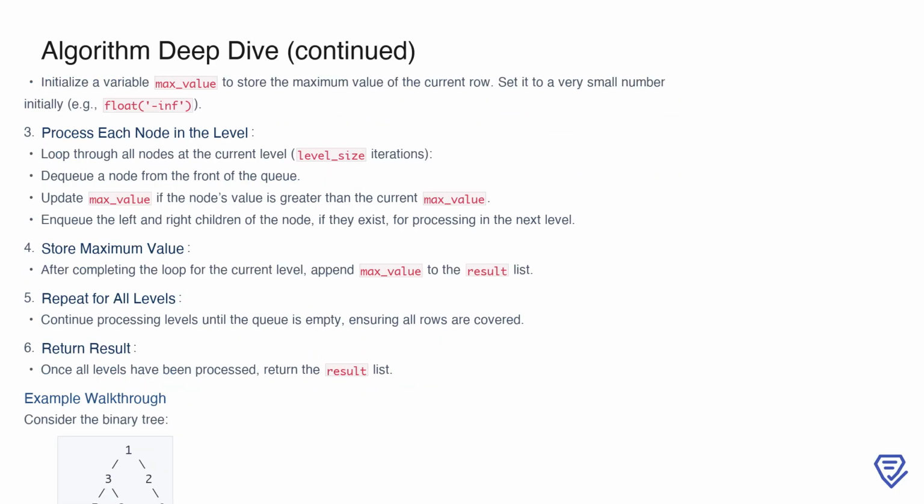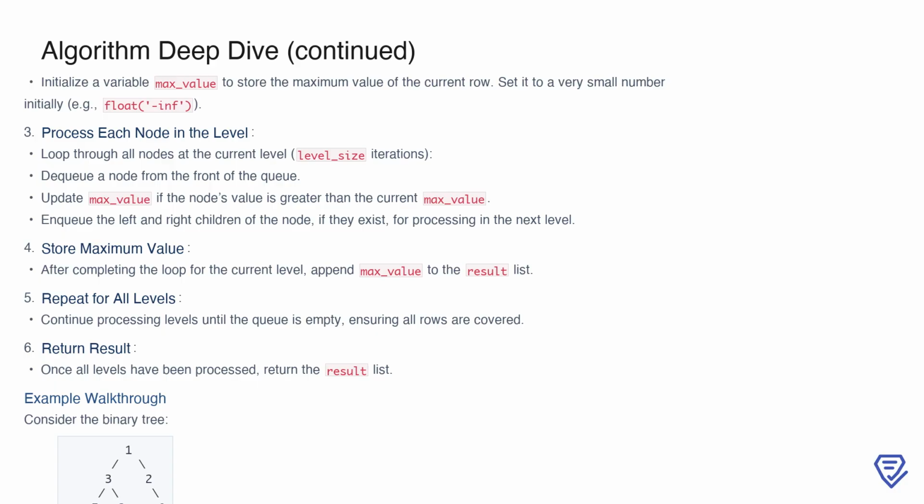At the start of processing a level, we determine how many nodes are currently in the queue. This number represents the size of the current level, which we call level_size. This ensures that we only process nodes that belong to the same row during this iteration. To track the largest value in the current row, we initialize a variable called max_value and set it to a very small number, such as -infinity.